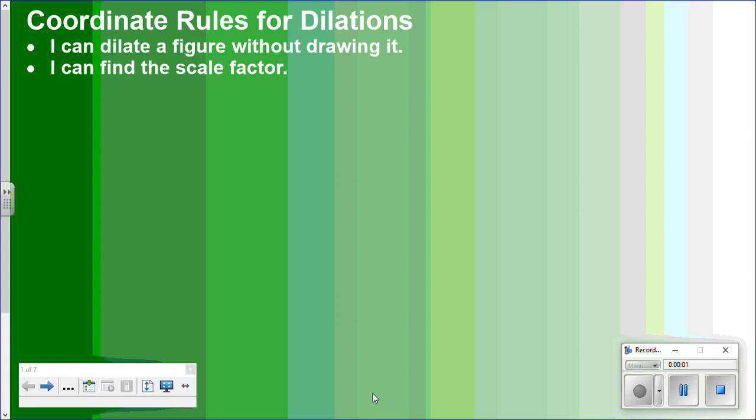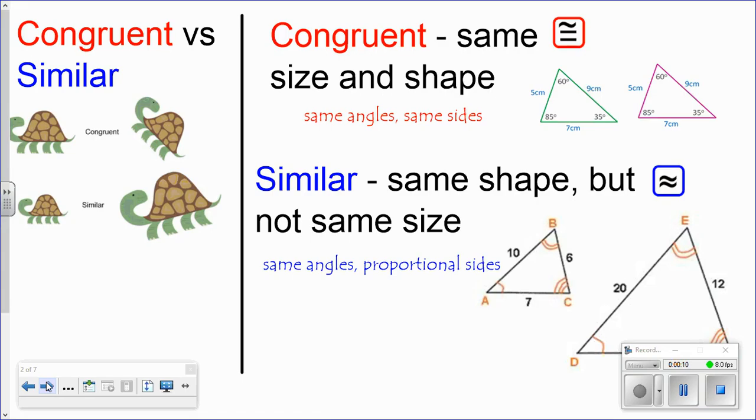In this lesson, we'll be talking about coordinate rules for dilations. By the end of the lesson, you should be able to dilate a figure without drawing it and find the scale factor.